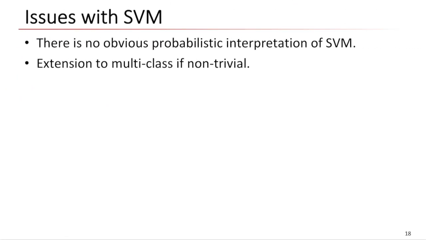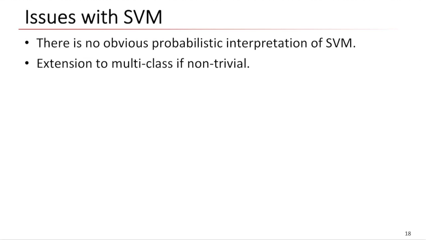Okay, so as I mentioned previously, the support vector machine or SVM is one of the most popular methods in the machine learning field. Even though the most current methods are based on deep learning or neural networks, SVM is still a very powerful technique to solve some kinds of classification problems. But there are some issues with SVM.